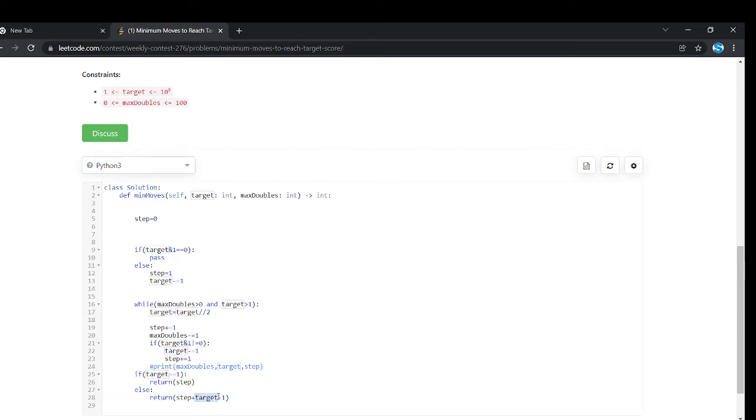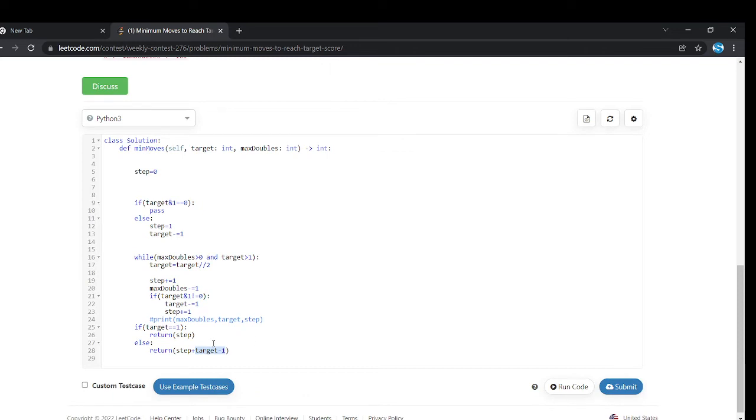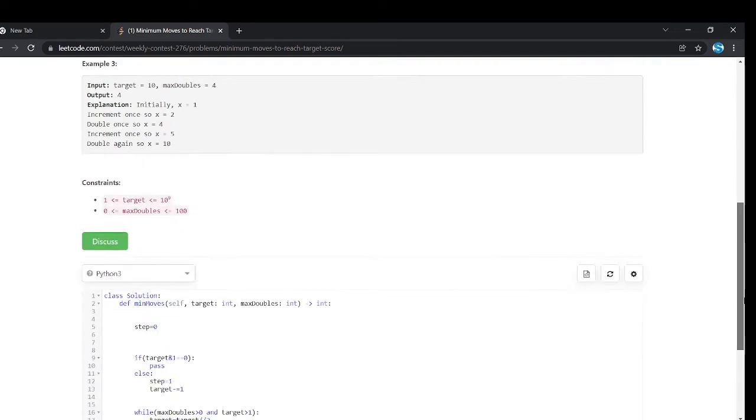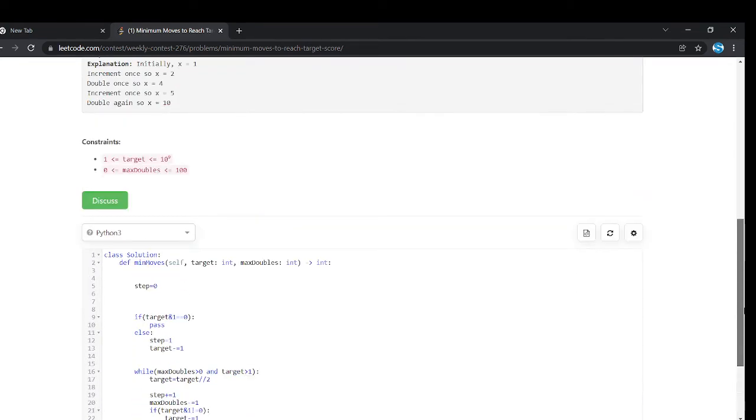Whatever is the target value after running this loop, minus 1, that would be the additional number of steps that we are supposed to perform. Then the addition of whatever steps we have performed till now and these additional steps will give us the final result. So that's how we have solved the second problem.